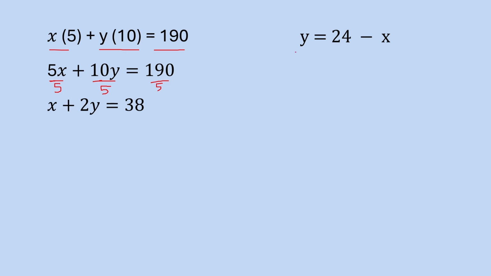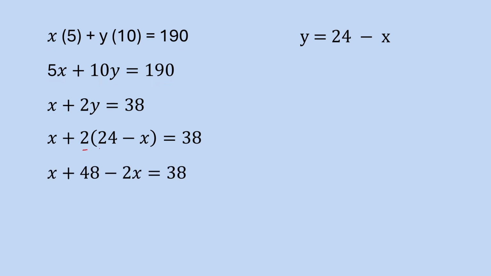Now we will put this y value in the equation. So x plus 2 in brackets 24 minus x, close the bracket, is equal to 38. Now we will simplify the equation. X plus 48 minus 2x is equal to 38. So x and negative 2x is equal to negative x. So negative x plus 48 is equal to 38.